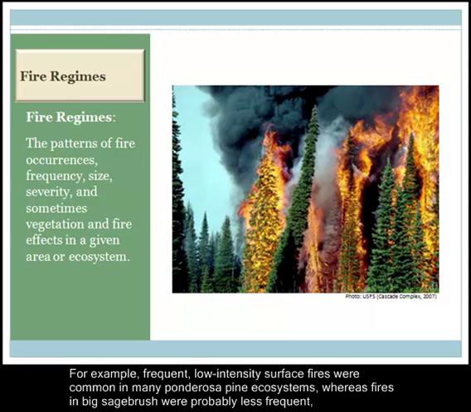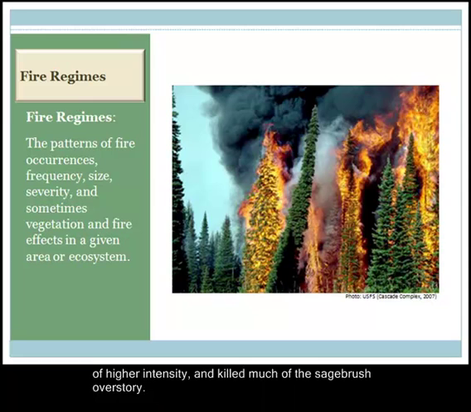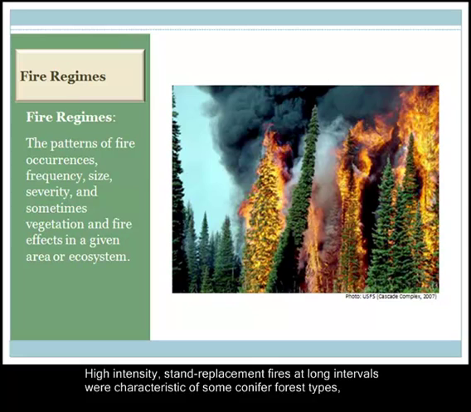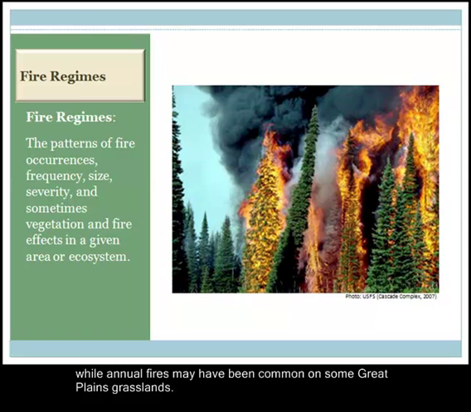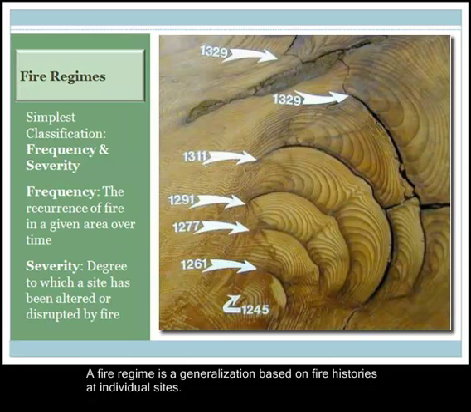For example, frequent, low-intensity surface fires were common in many ponderosa pine ecosystems, whereas fires in big sagebrush were probably less frequent, of higher intensity, and killed much of the sagebrush overstory. High-intensity stand replacement fires, at long intervals, were characteristic of some conifer forest types, while annual fires may have been common on some Great Plains grasslands. A fire regime is a generalization based on fire histories at individual sites.